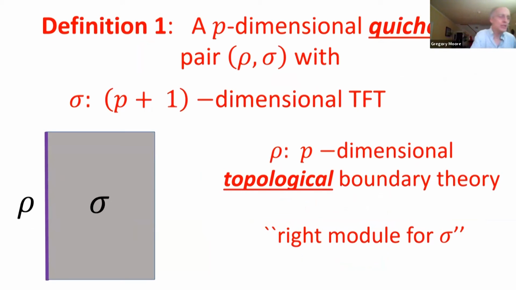But I want to finish then with 2 key definitions from our paper. So the first definition is that a p-dimensional quiche is a pair, rho and sigma, where sigma is a (p+1)-dimensional topological field theory, and rho is a p-dimensional topological boundary theory. In the algebra language, you can consider it a right module for sigma.